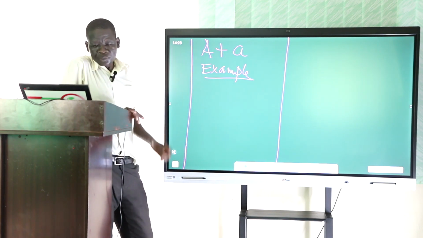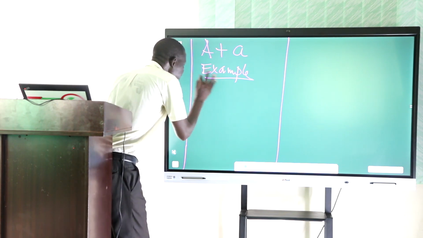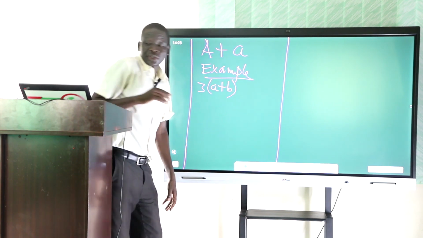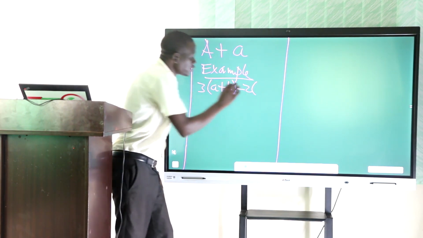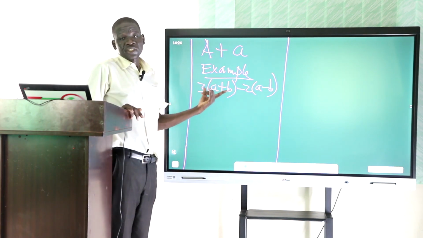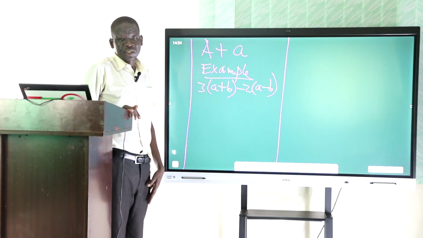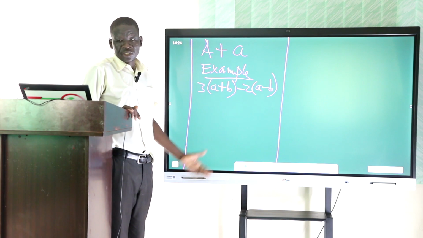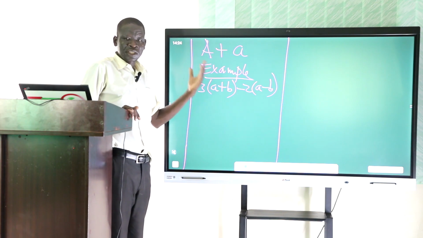Example, simplify 3 into a plus b, minus 2 into a minus b. So you can see that this expression consists of brackets. The first thing will be to remove the brackets. And the process of removing the brackets is what we call multiplication. So we shall multiply the terms inside by the terms outside.